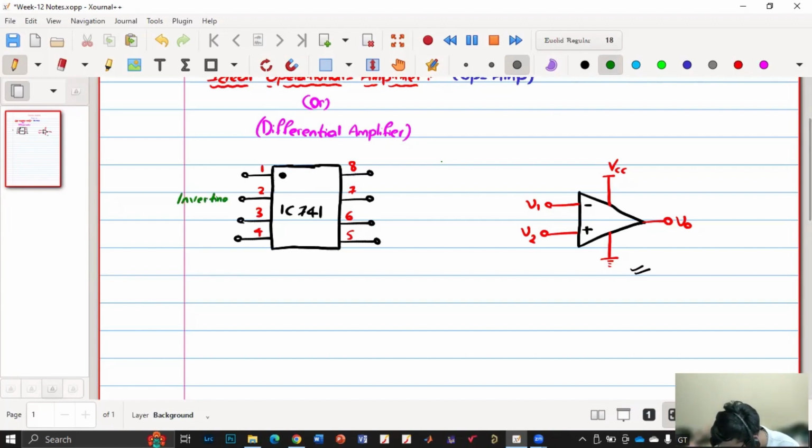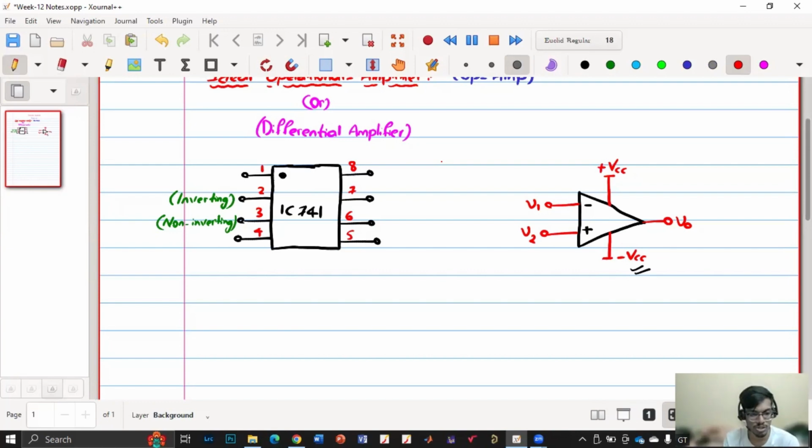Two is the inverting terminal, and this is the non-inverting terminal. Again, there might be different op amps. A few of the op amps might need plus VCC, minus VCC, and a few might need only plus VCC and ground. But plus VCC, minus VCC is most widely used. So it depends upon the op amp. You have to check the data sheet and see what type of supply it needs.